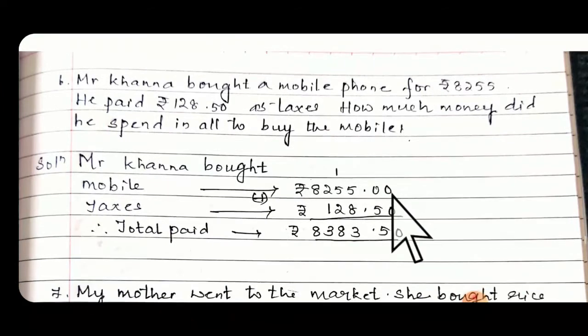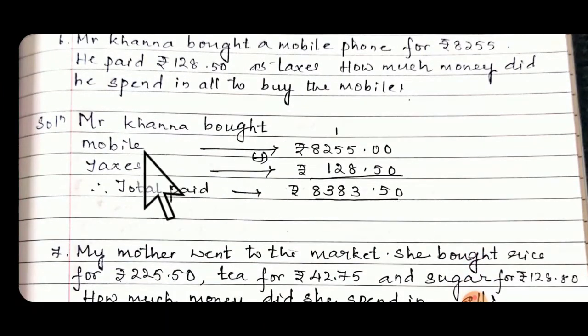So that becomes addition. Mr. Khanna bought a mobile worth, what is the cost of the mobile? 8,255, plus taxes he is paying for it, rupees 128. So all together means, in all means addition. Add it up.